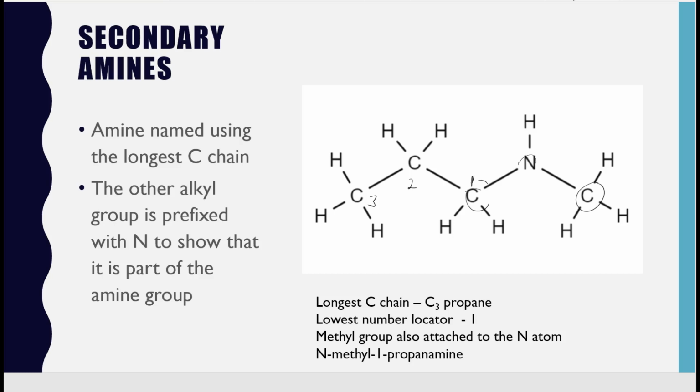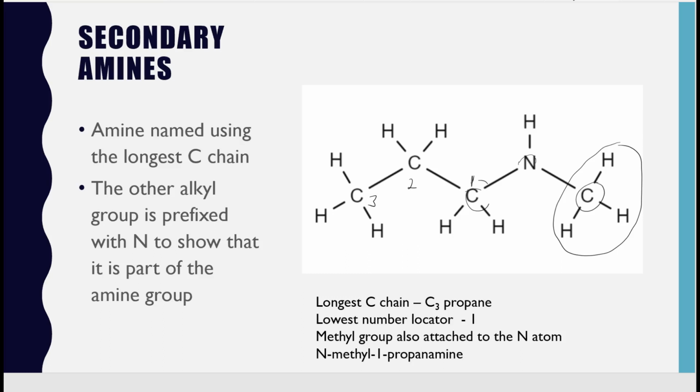So our longest chain is our propane. Again, it's single bond, so it is a propane. The lowest number locator is the 1. Now in this case over here, we have a methyl group attached to that nitrogen. So our amine is going to be named using the longest chain, so it's going to be a propanamine, because that is the longest carbon chain. And we then have a methyl group.